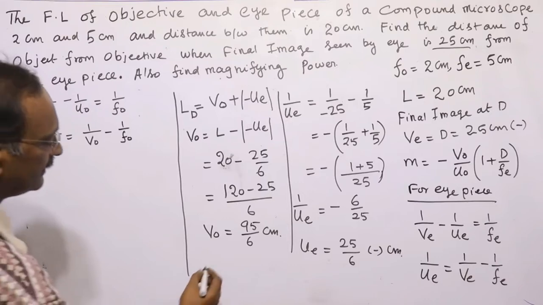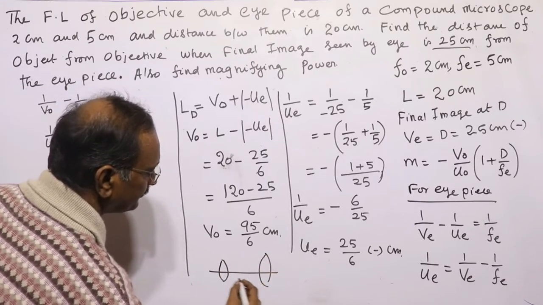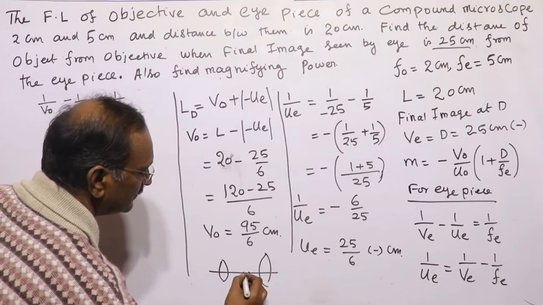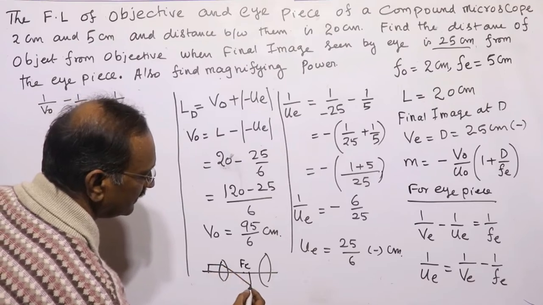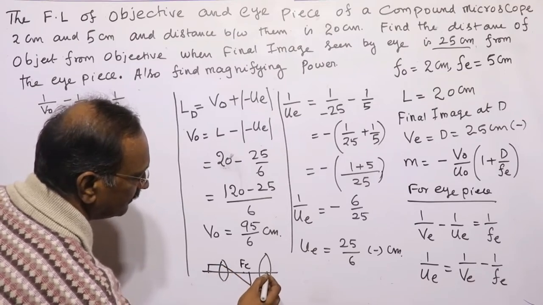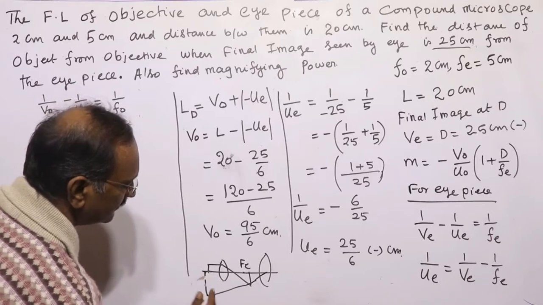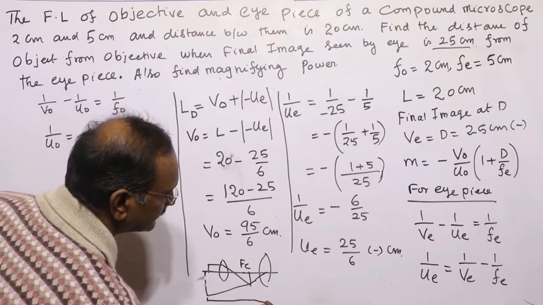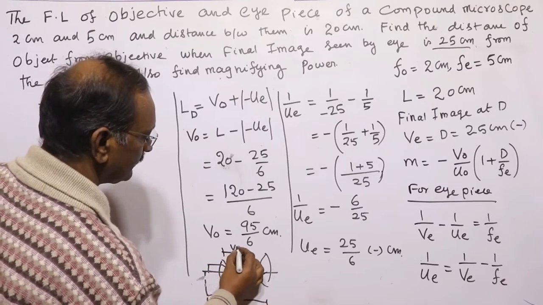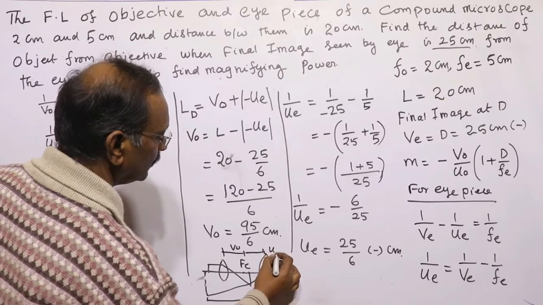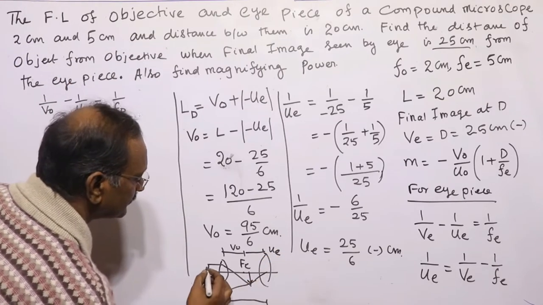Since V naught, this is the lens, another lens, the image formed by the objective, this is F E. The object is formed here, and it is seen that the image is formed at the least distance of distinct vision, that is this distance. So this distance is V E, and this is the image.